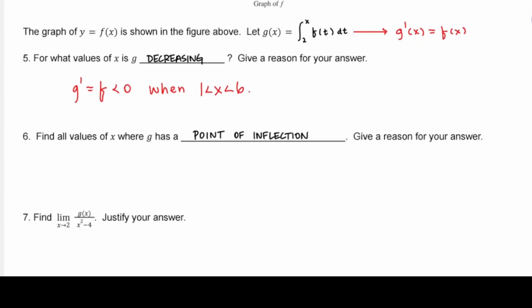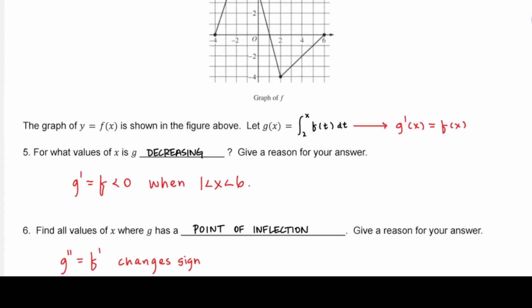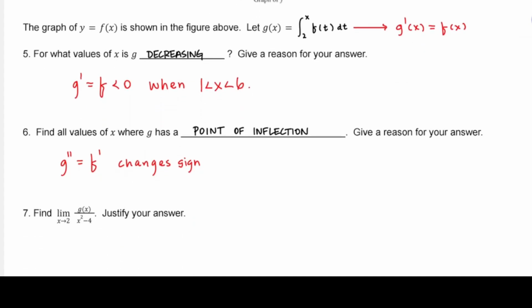And find all values of x where g has a point of inflection. Okay, so we're looking for a sign change in g's second derivative. Okay, g's second derivative is going to be f's first derivative. And so, okay, when does f go from increasing to decreasing? That's at -2 and +2.